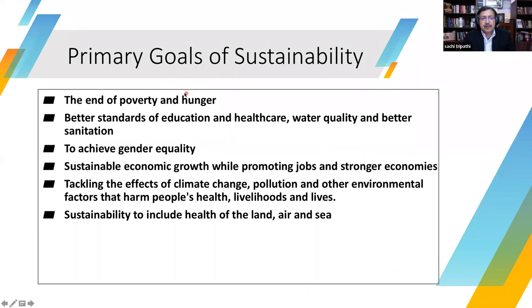Okay. So what are the primary goals of sustainability? Certainly, the first goal is to end poverty and hunger. Right? If these two stay, then of course, we are not going to have a sustainable society or world. Then we want a better standard of education and healthcare, water quality, and sanitation for all. We also want to achieve gender equality, right? Unless we are able to give equal opportunity, equal status to both men and women, we are not able to have a sustainable society or world.